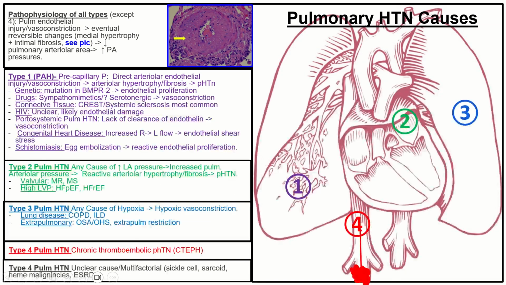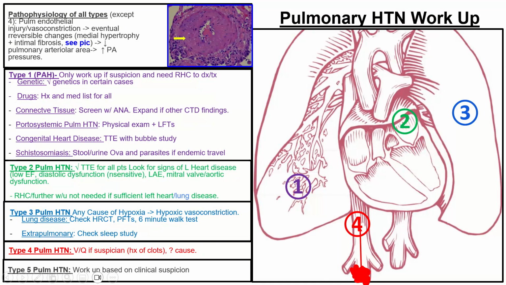All right, relatively quick one, but review is, well, I'll just put the slides here for you at the end. This is going to be the causes of pulmonary hypertension. Really best to think about this anatomically, with type 1 pulmonary arterial hypertension coming from the pulmonary arterioles, type 2 coming from left heart disease, type 3 coming from chronic hypoxia, type 4 coming from chronic thromboembolic disease, and type 5 pulmonary hypertension. I put type 4 here. That's a typo. Type 5. Type 5 pulmonary hypertension being that kind of unclear or multifactorial cause, which includes sickle cell, sarcoid, heme malignancies, and ESRD.